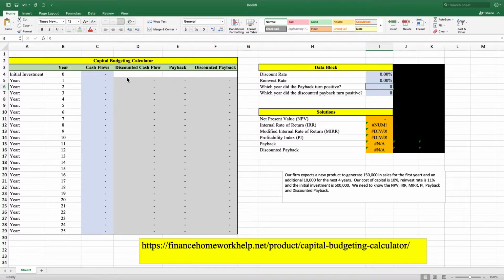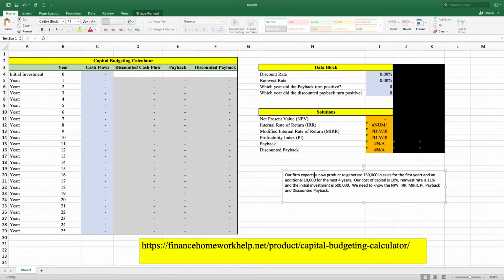What this template does is that it's a capital budgeting calculator, and it will allow you to, right here in the blue, put in the cash flows for the different periods or the different years. Also, it'll allow you to put in the discount rate or your cost of capital for your company, and also your reinvestment rate. Once you do that, it'll calculate your net present value, your internal rate of return, your modified internal rate of return, profitability index, payback, and also discounted payback.